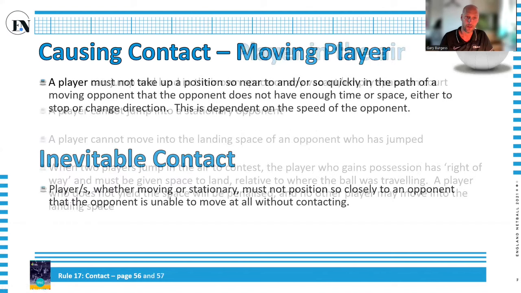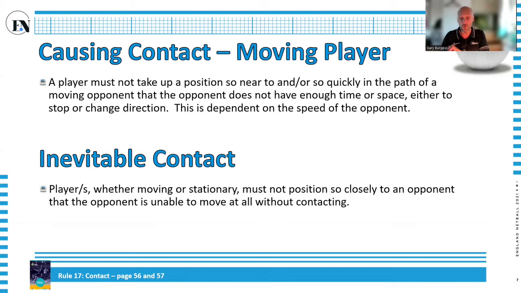Now, causing contact with moving players. I'm known for silly analogies, but they'll be the things that you remember. I can guarantee this. Whenever we're talking about causing contact and moving players, I always like to use a couple of car analogies. If you imagine that you're driving along in a car and you're following someone, and the person in front slams their brakes on, and you don't have enough time to stop, and you crash into the back of them, the insurance company are going to blame you.